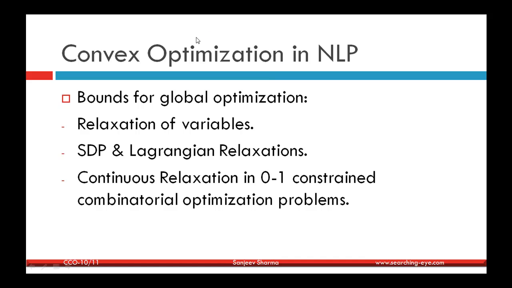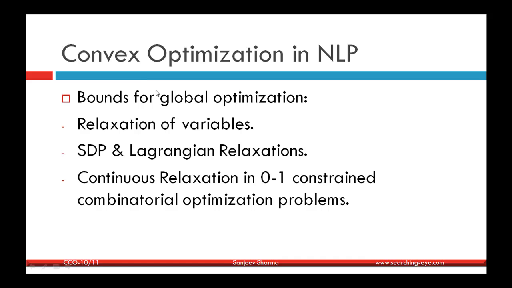Convex optimization also plays a role in non-linear optimization problems. For example, a local optimization problem can initially be framed approximately as a convex optimization problem. We can approximate the objective function with convex functions, and then we can identify the initial starting point, which can obtain a better solution.